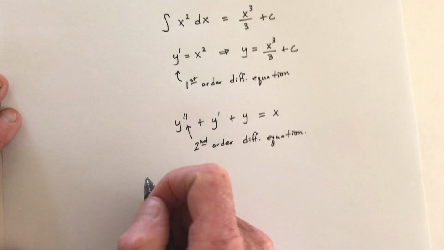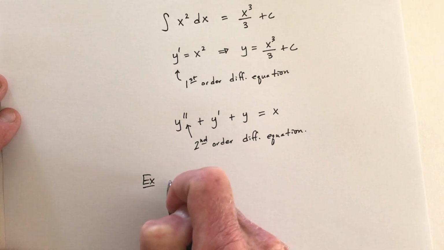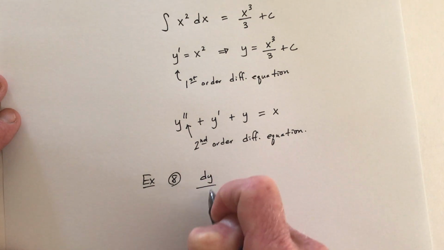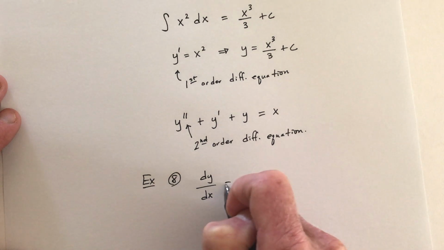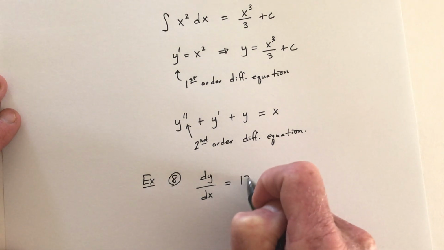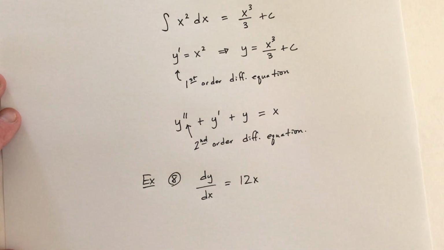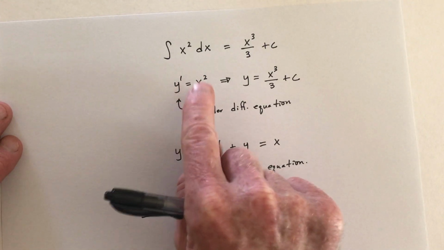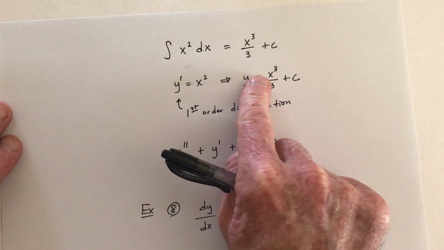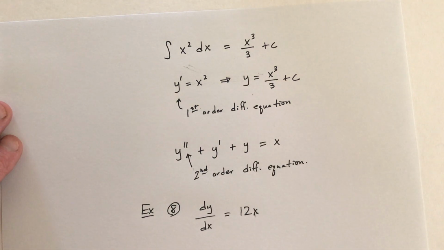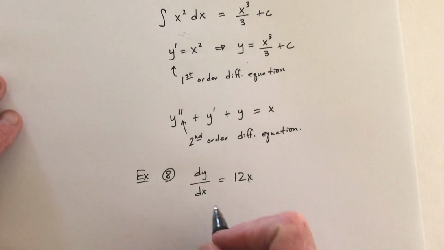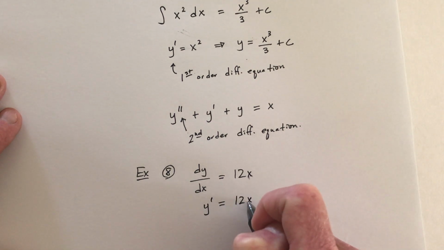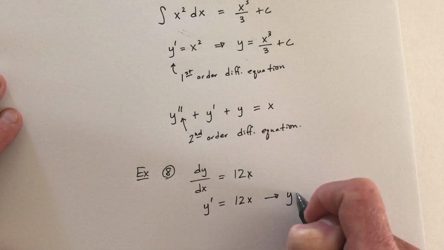Okay, then on to example number 8. Suppose that dy dx equals 12x. Like I said, this and this are basically the same question, just written in a different way. This one is basically saying, what if y prime equals 12x, then what does y equal?